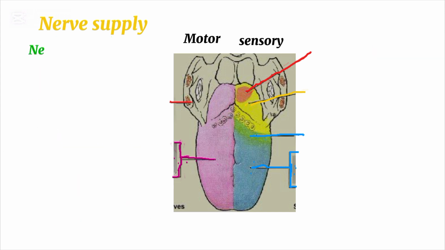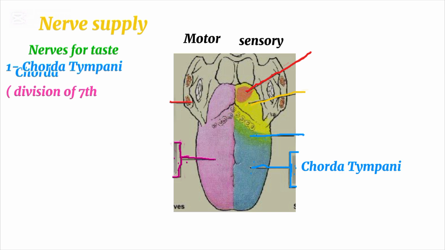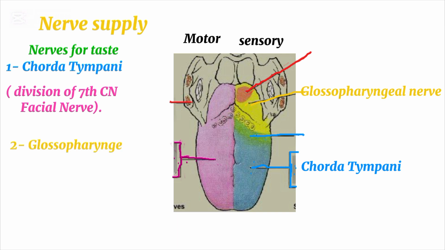Nerves for the taste are chorda tympani, that is the division of the 7th cranial nerve, facial nerve, and glossopharyngeal nerve, that is the 9th cranial nerve. Chorda tympani innervates the anterior 2/3 part of the tongue, that is the oral part, and glossopharyngeal nerve innervates the posterior 1/3.